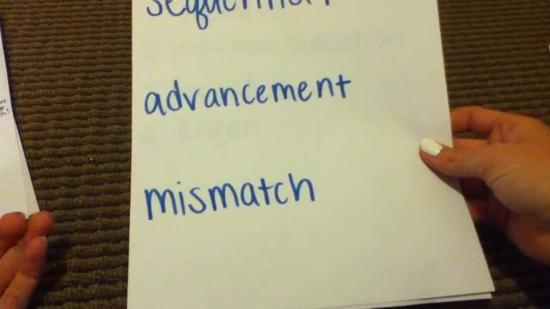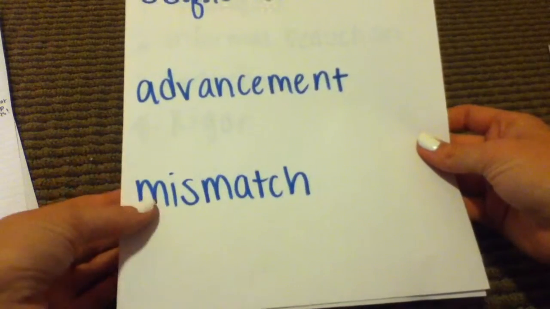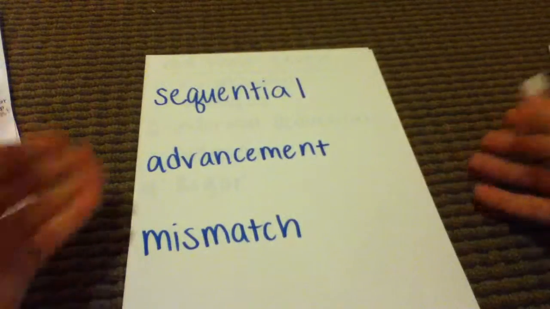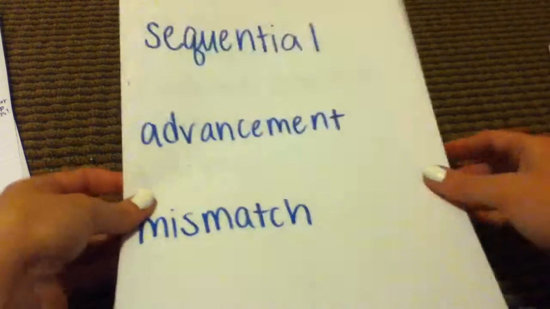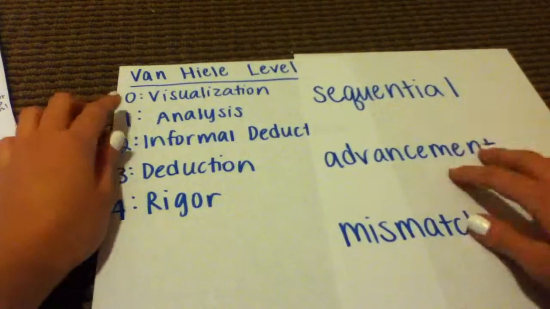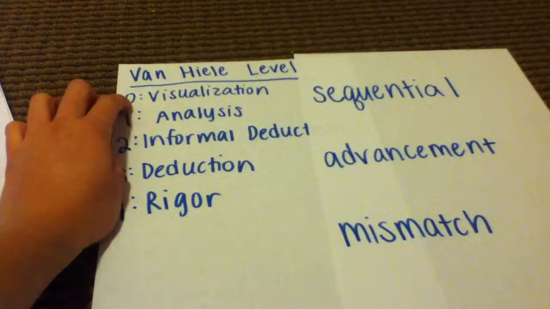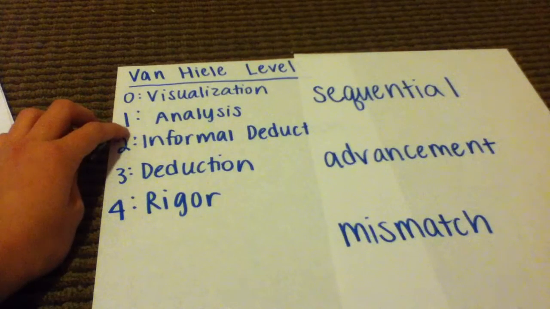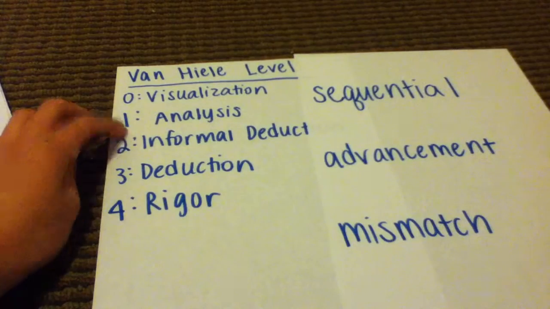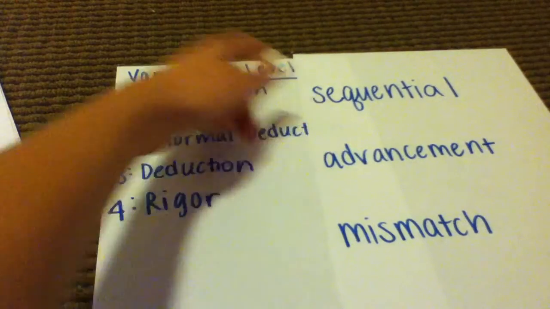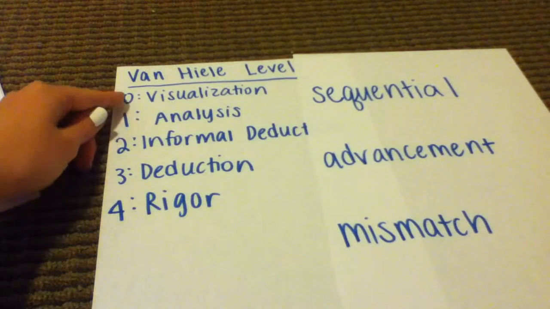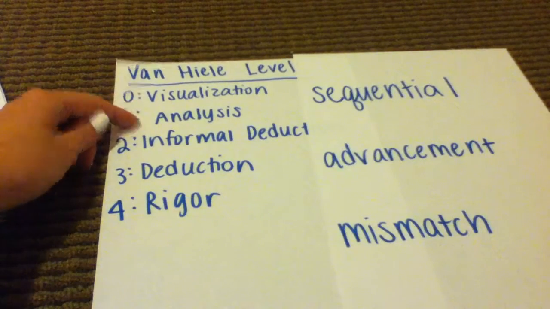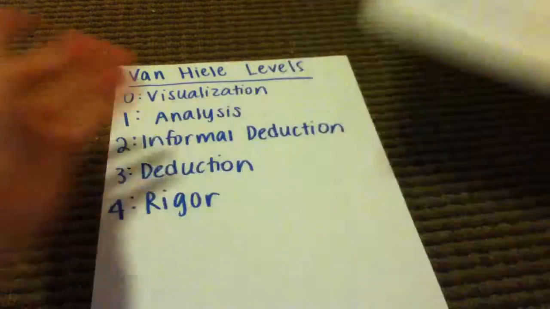And the final key property of the Van Hiele model is mismatch, and this just means that you must master one level before moving to the next. So for example, if a student had not mastered level 0 visualization, they would not be able to move on to analysis. And so going back to it being sequential, you have to go in order, because once they master this, then they can master this, and so on.